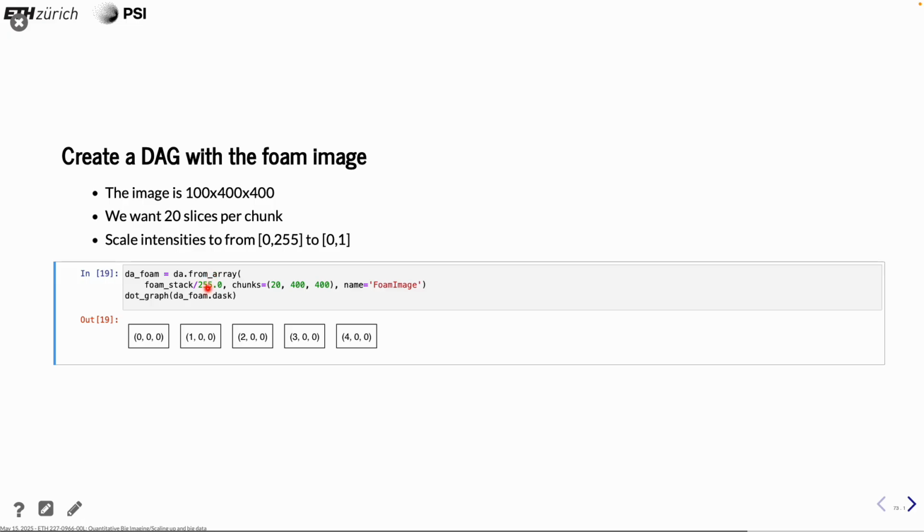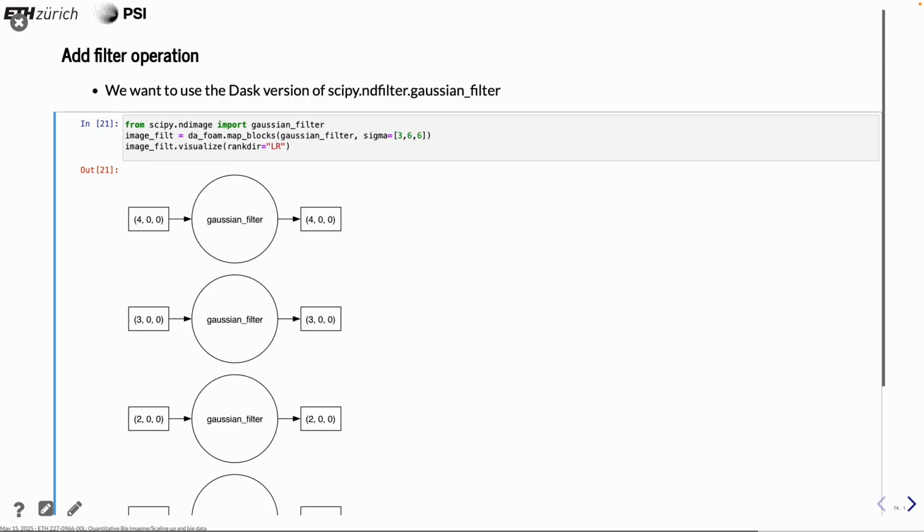We divide it by 255 to get the scaling. Then we say we want chunks in this format, and we call it foam image. When we look at this data arrangement, we now have 5 chunks, and these will be filtered. Again, we just apply map_blocks. We want to apply the Gaussian filter with some sizes and visualize it. What you see here is that every chunk is now processed with the Gaussian filter.